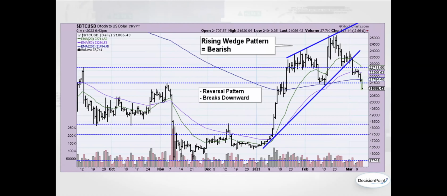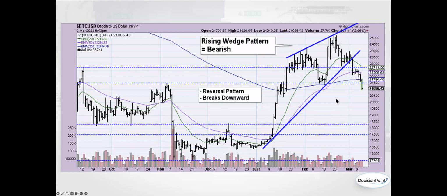The rising wedge, this is bearish. These patterns show up all the time. And as I said, wedge patterns do tend to execute in the direction that they're supposed to. They are reversal patterns. They're going to reverse the prior trend. So right here, the trend is upward and the wedge has formed, and the expectation is a breakdown.